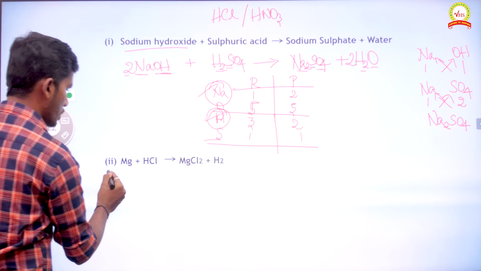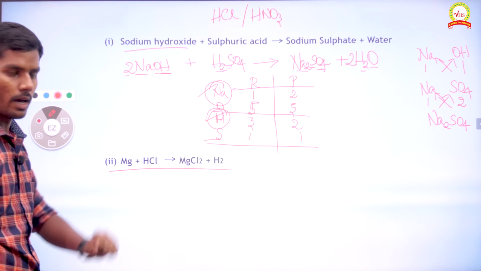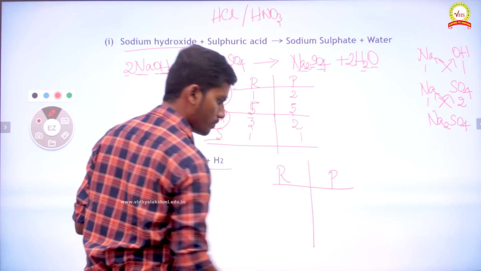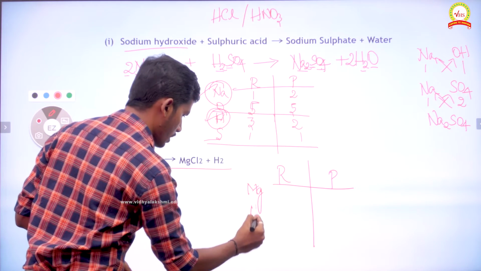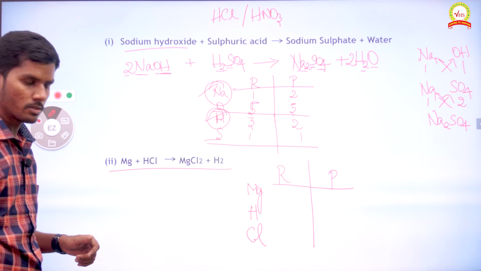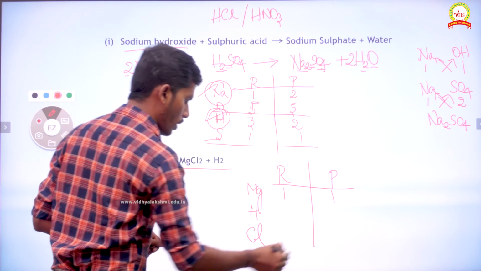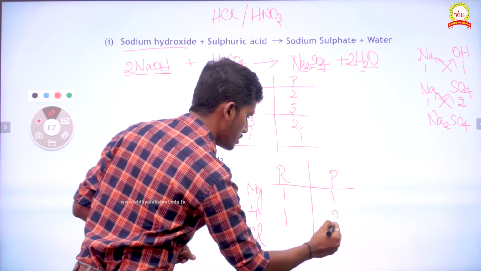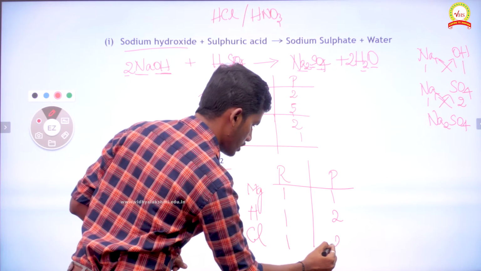Yes. The next question, magnesium plus hydrochloric acid gives magnesium chloride plus hydrogen gas. What is the first step? Reactant, product. Okay. First write the number of atoms or the list of atoms present. Magnesium, hydrogen, chlorine. Check whether any other atoms are present other than this. No, right? Okay. Magnesium, reactant side 1, product side also 1. Then next hydrogen, it is 1 over here, here it is 2. Okay students. Next chlorine, here it is 1, product side it is 2.